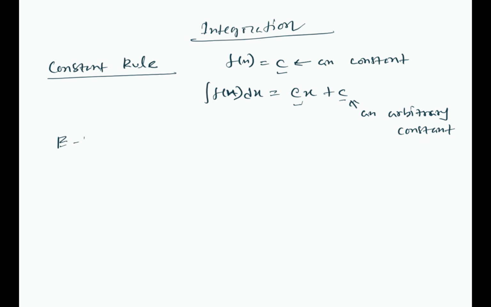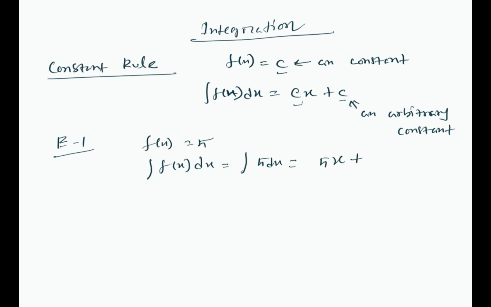Okay, so example 1, let's say we have a function f of x is equal to 5. Then the integral of this function, or we can write it as the integral of 5 dx, is equal to 5 times x plus c. Example 2, we have a function, this is also a constant function, right? So let's say this is pi, so the integral of this function is equal to pi times x plus c.